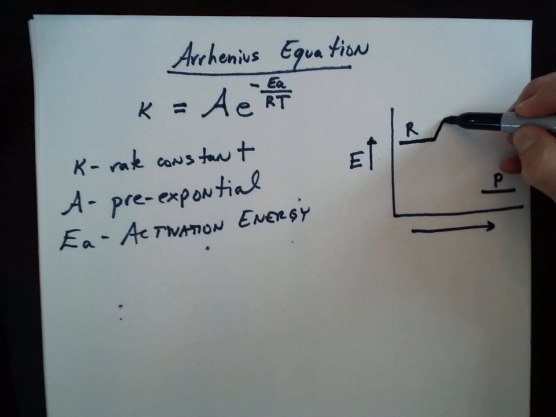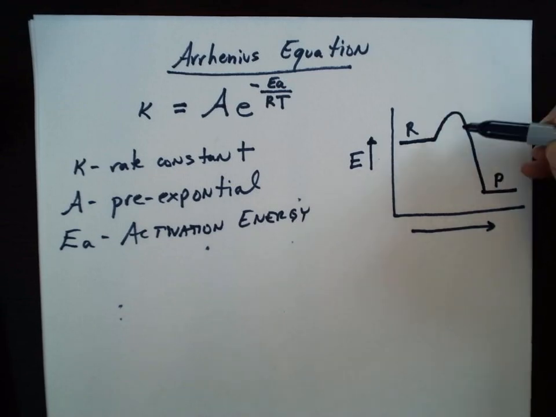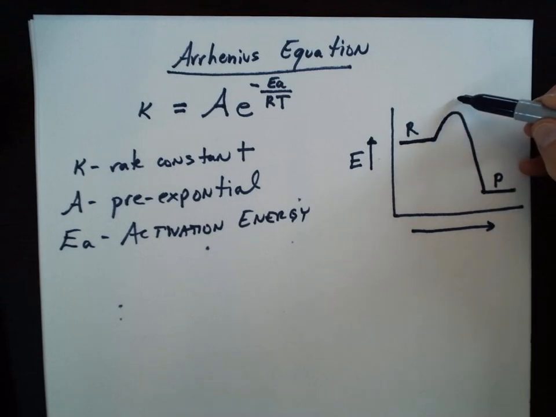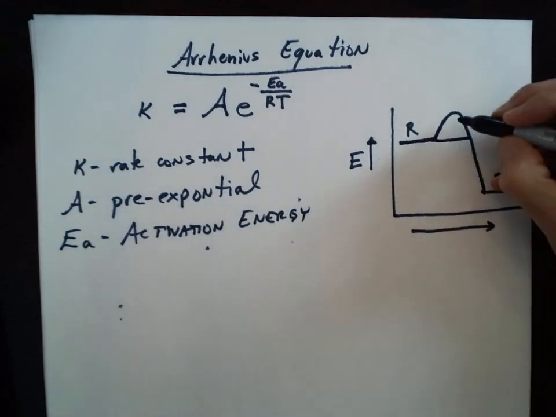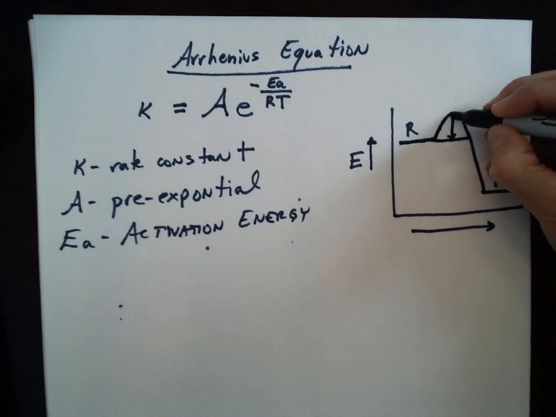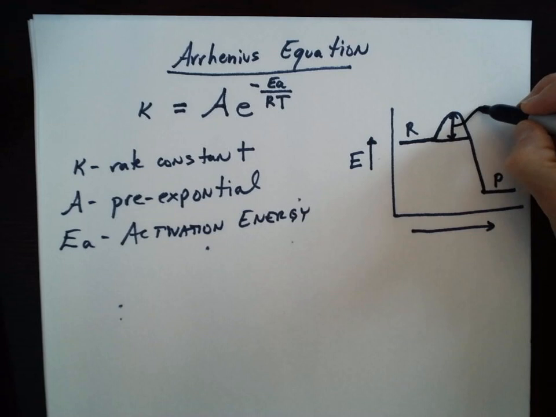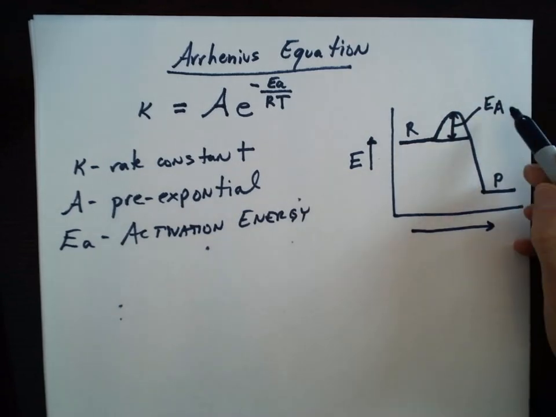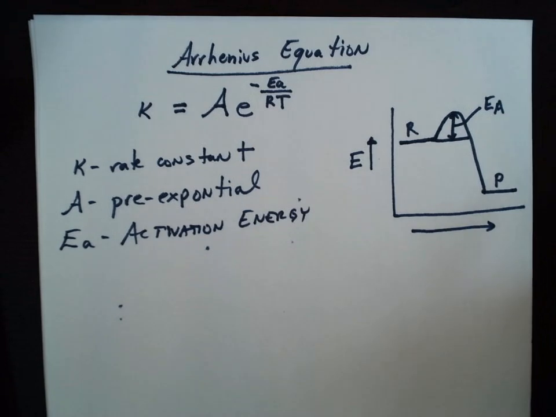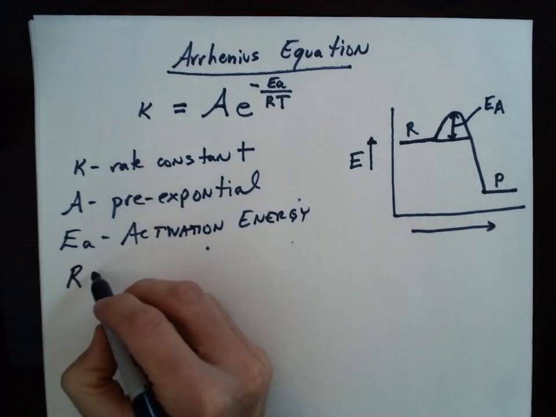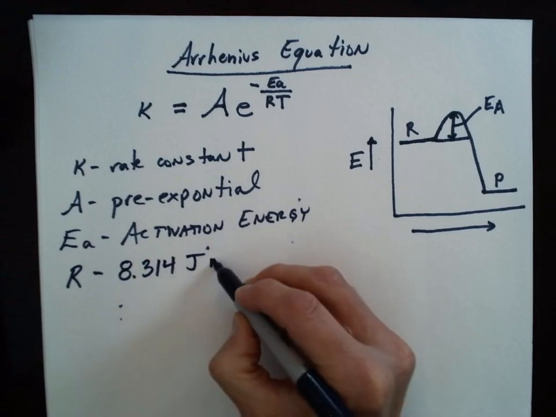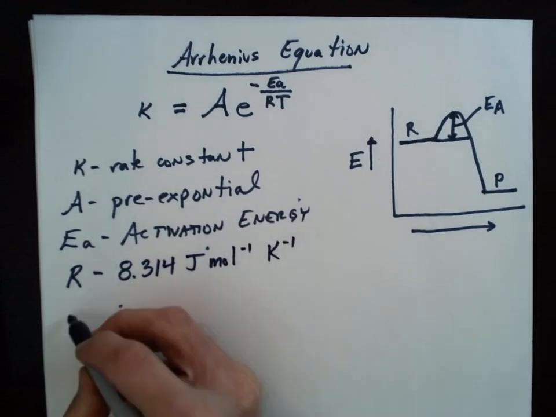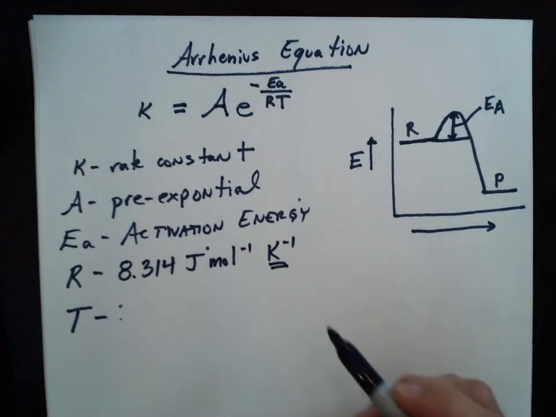Now, in many cases, there's an energy barrier that the reactants must surmount in order to proceed and go to products. And this energy barrier that the reactants must surmount, this distance, so to speak, on the y-axis, this amount of energy, this is called the activation energy, designated by E subscript A, for the reaction. R in this case is the gas constant, but here we're going to use the physics gas constant, 8.314 joules per mole per Kelvin, and T we're going to use as temperature, and of course we're going to use Kelvin temperature units when we're dealing with the activation energy.